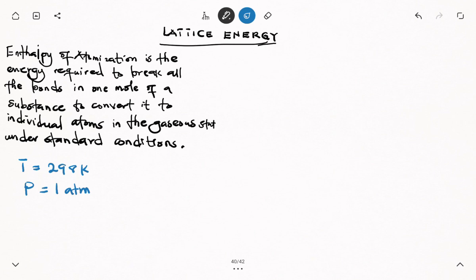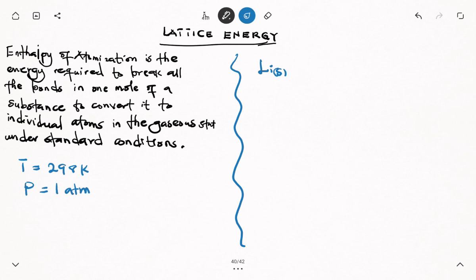So what exactly does that mean? If you take a metal like lithium, lithium would exist in a solid state. We cannot just go ahead and add electrons to it. So what we need to do first is to break that metallic bond and have the atom free as a gas. We need energy to do that, and that energy is what is referred to as enthalpy of atomization.